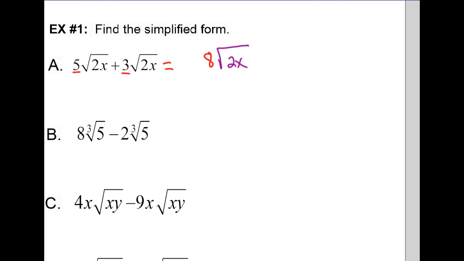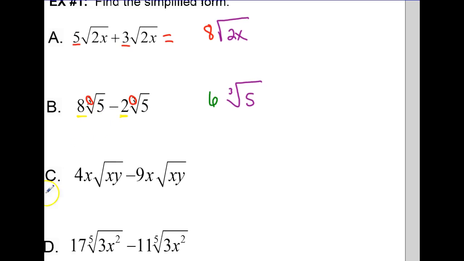Let's take a look at our next example. My indexes are the same. I've got a 3 and a 3. My radicands are the same. I've got a 5 and a 5. So all I'm going to do is take a look at these numbers on the outside. What's 8 minus 2? 8 minus 2 is 6. And I'm going to leave the cube root of 5 there.